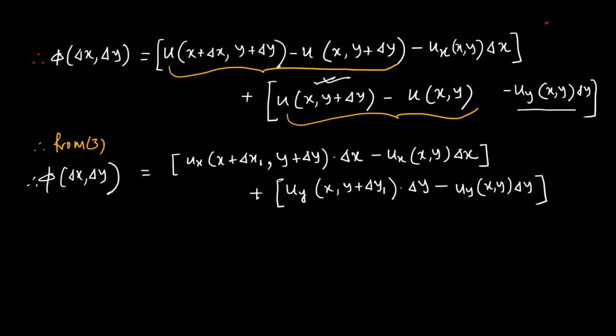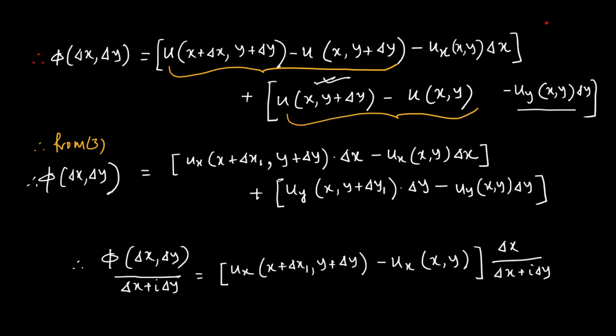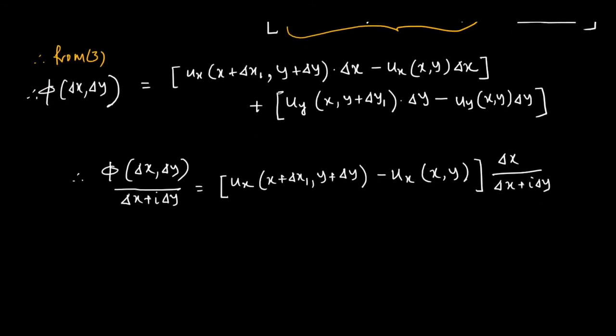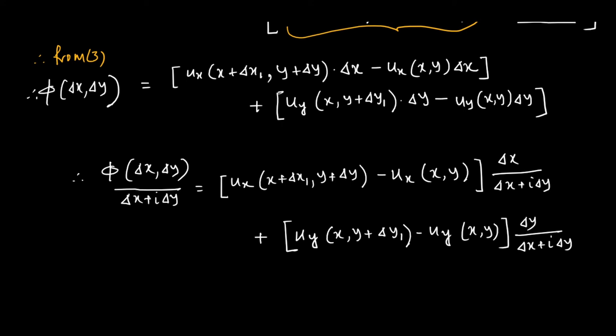Okay, therefore I can write phi of delta x, delta y divided by, say, delta x plus i delta y is equal to, from the first expression, if I take delta x common, then that will become this. And plus the second expression, again, I can take delta y common from the second expression. So this will be my expression for phi of delta x, delta y by delta x plus i delta y. You will immediately understand why I have done this.